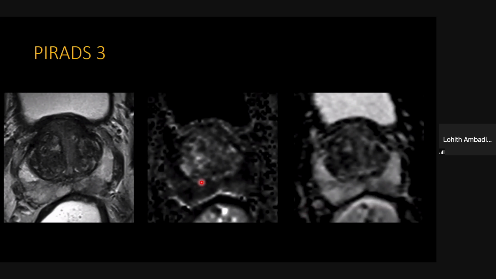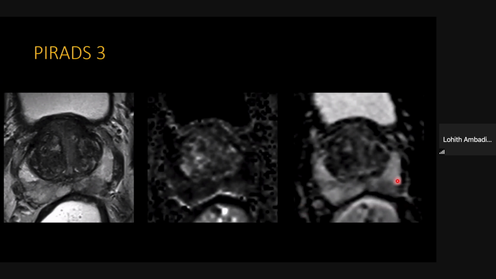And moving on, this is a PIRADS 3 area in the left posterior peripheral zone, and quite ill-defined margins, maybe slightly heterogeneous, and on the diffusion-weighted imaging, I can see mild diffusion restriction and maybe mild to moderate dark signal on the ADC.